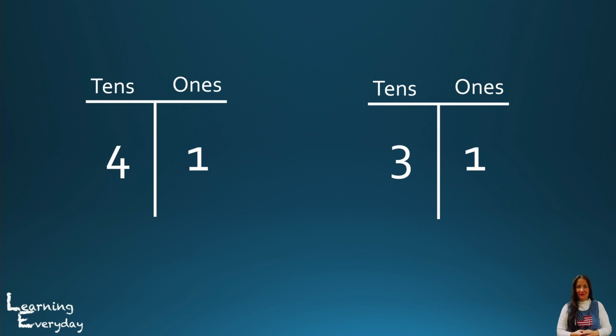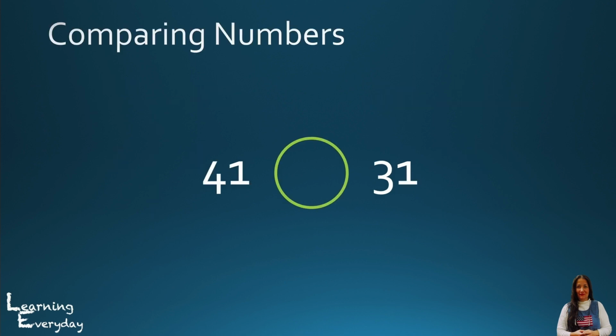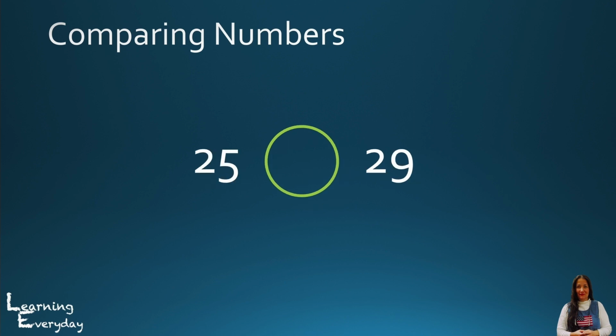In the ones column, they're equal. They have a 1 and a 1. But we know that 41 is greater than 31. In the tens column, on the left, we see a 4, and on the right side, in the tens column, we see a 3. 4 is greater than 3. Comparing numbers, 41 is greater than 31.